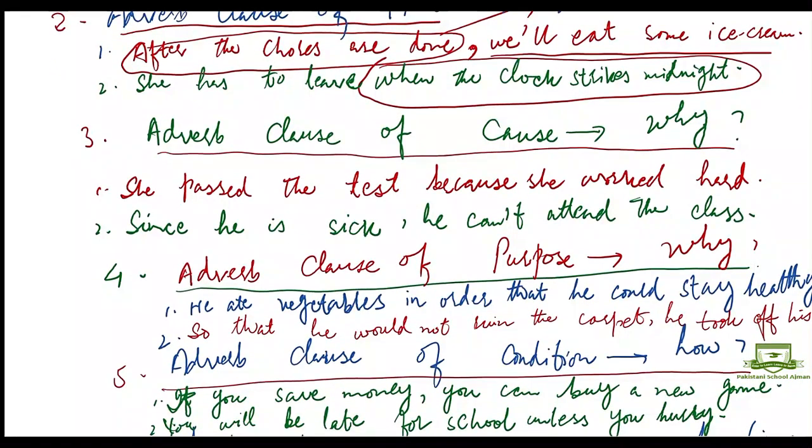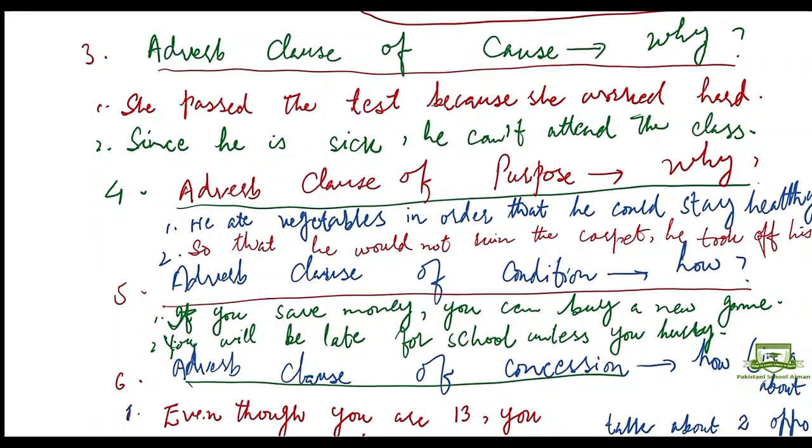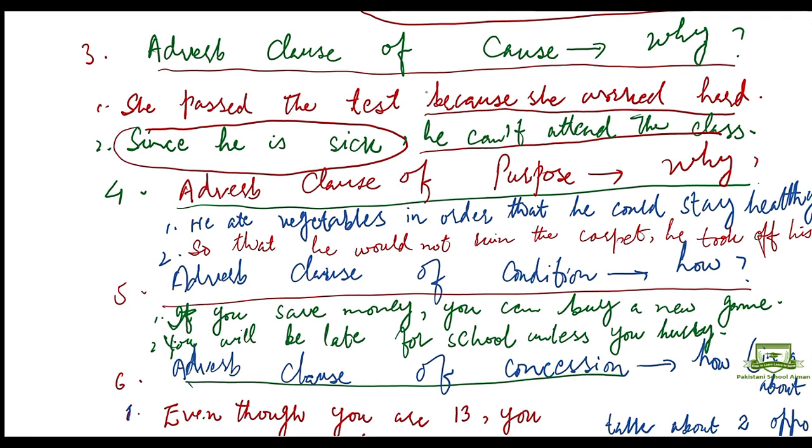you don't need to put in a separator or comma. Our third clause is the adverb clause of cause, and it answers the question why. "She passed the test because she worked hard." Why did she pass the test? Because she worked hard. "Since he is sick, he can't attend the class." Why can't he attend the class? Since he is sick. Reason. And here also this is the reason.